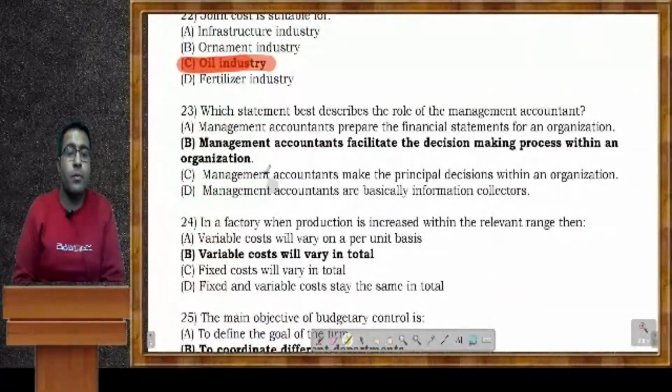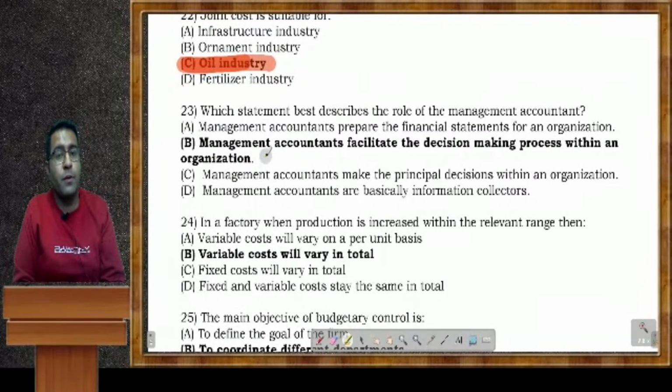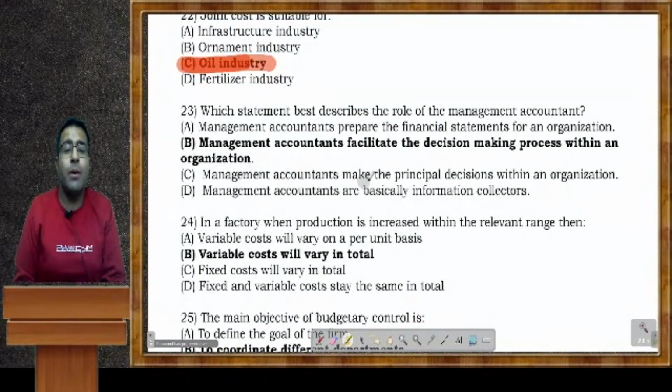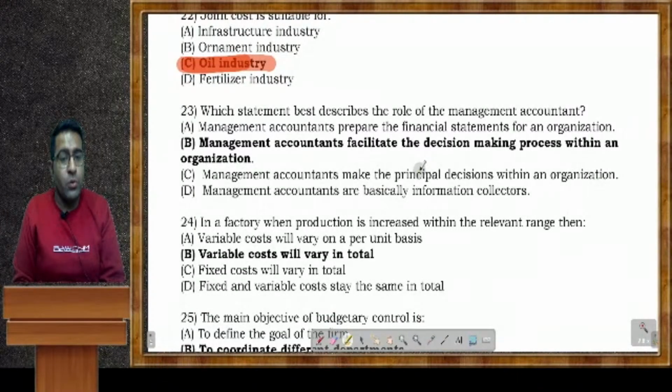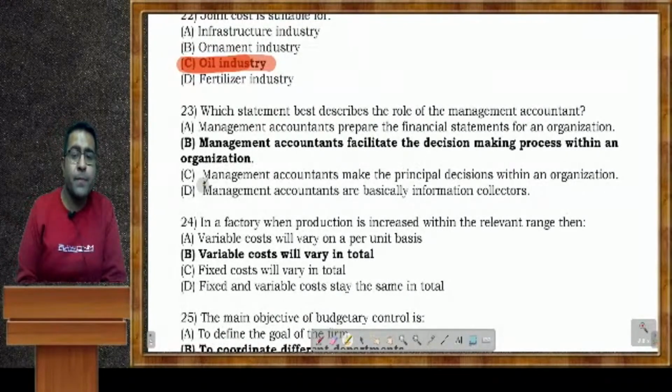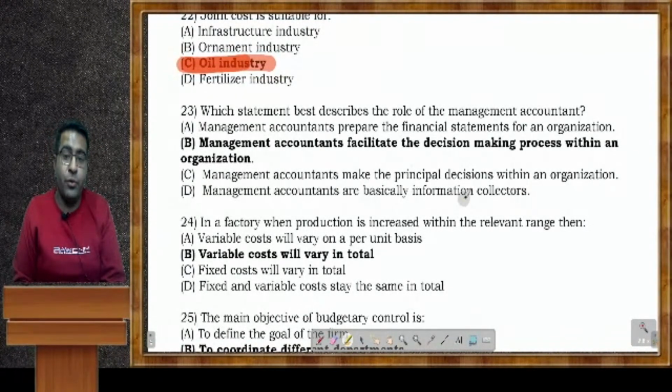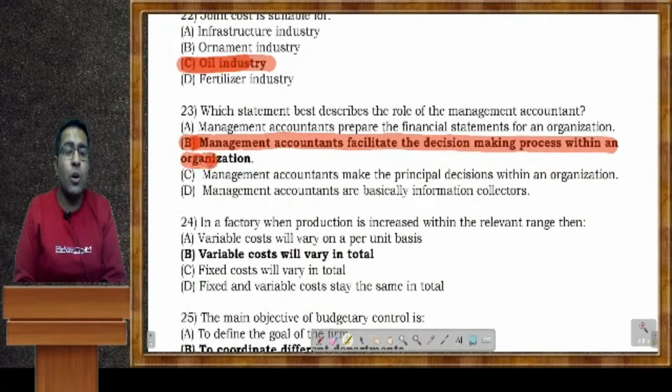Next, which statement best describes the role of a management accountant? Management accountant prepares the financial statement for an organization? No. Management accountant facilitates the decision making process within an organization? Yes, it can be, but first we have to read two more points. Management accountant makes the principal decision within an organization? No, because the main decisions are taken by top level management. Management accountant is basically an information collector? No, he is not an information collector. He makes some type of decisions within an organization. So B is the correct answer: management accountant facilitates the decision making process within an organization.